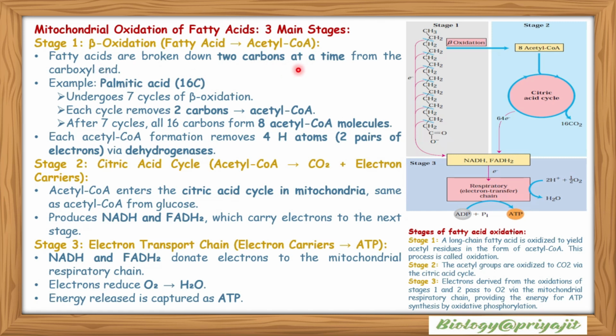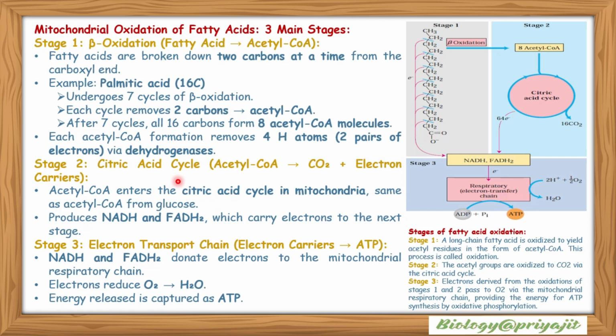Fatty acids are broken down two carbons at a time from the carboxyl end. Example, palmitic acid undergoes 7 cycles of beta oxidation. Each cycle removes 2 carbons as acetyl-CoA. After 7 cycles, all 16 carbons form 8 acetyl-CoA molecules. Each cycle also removes 4 H atoms, that is 2 pairs of electrons, via dehydrogenase enzymes.